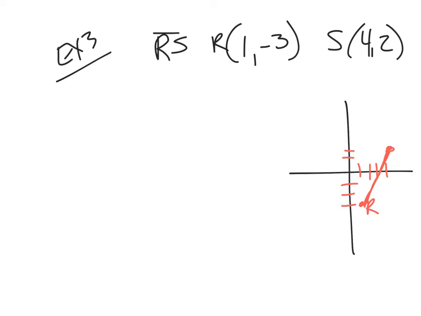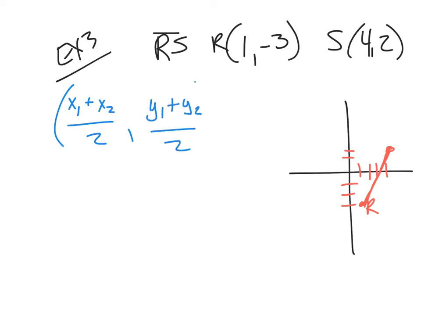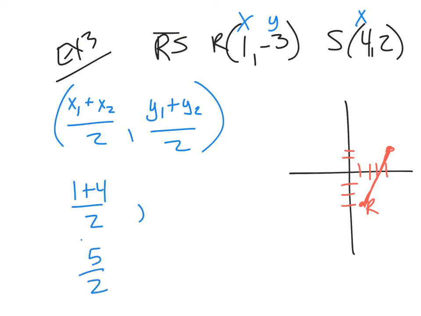So we're going to use our formula, which remember is x1 plus x2 divided by 2. That's my x value. y1 plus y2 divided by 2 is your y value. So what are my x's here? This is x, y, x, y. So 1 plus 4, divided by 2. 4 plus 1 is 5 divided by 2. Just leave it as 5 halves. So there's your x value.